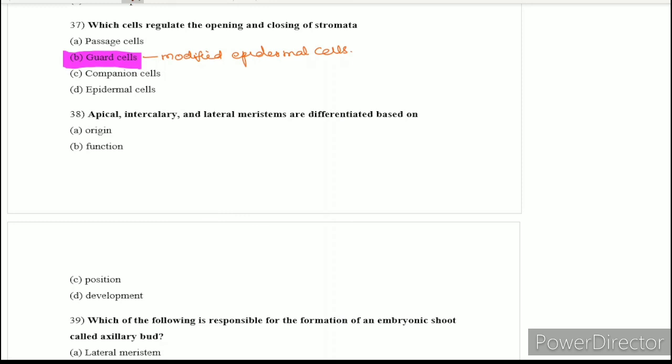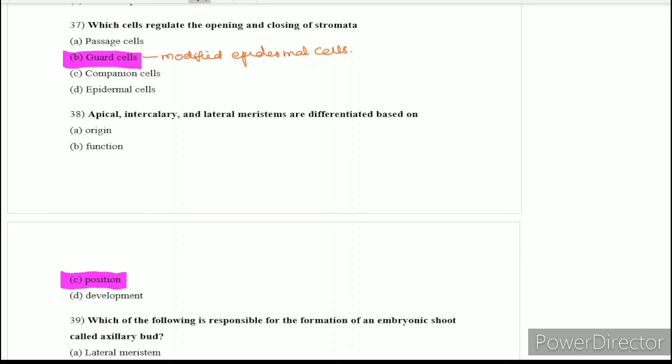Next one. Apical, intercalary, and lateral meristems are differentiated based on their origin, function, position, or development. Apical, intercalary, and lateral: this is based on the position of the origin. Differentiation is based on the position, right?